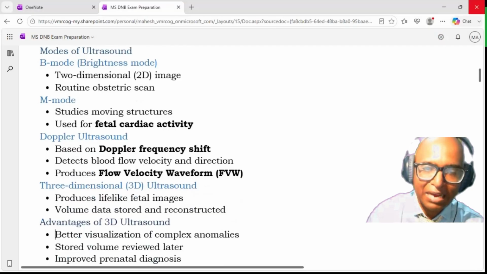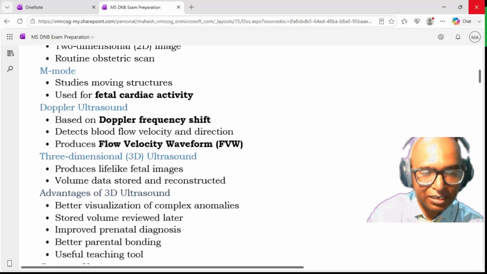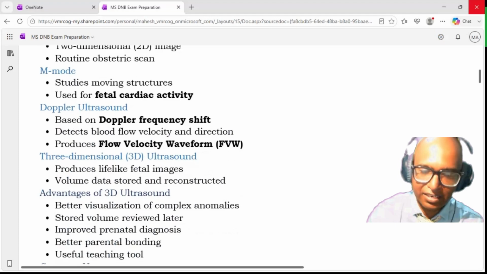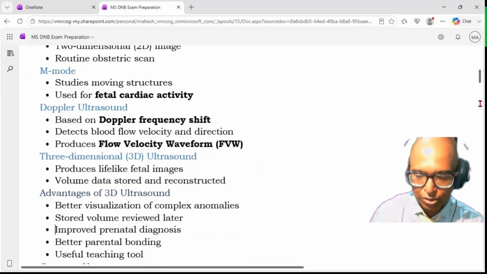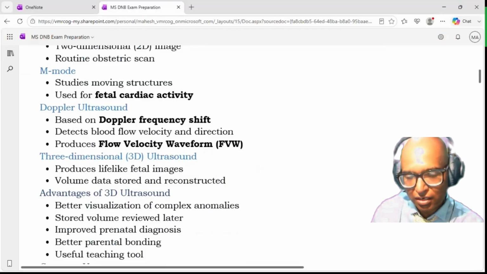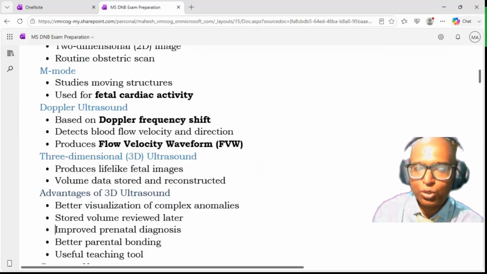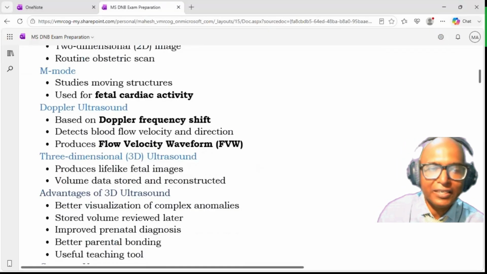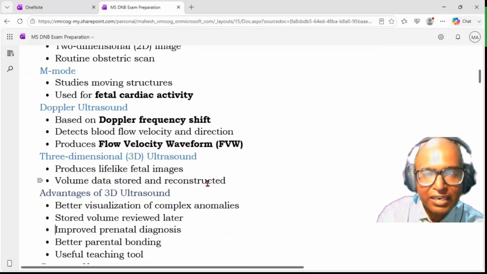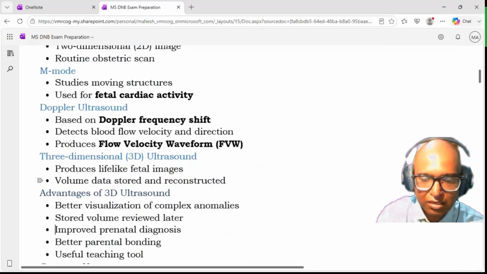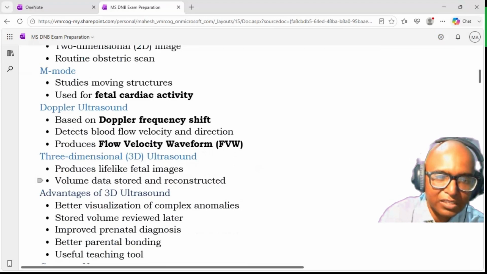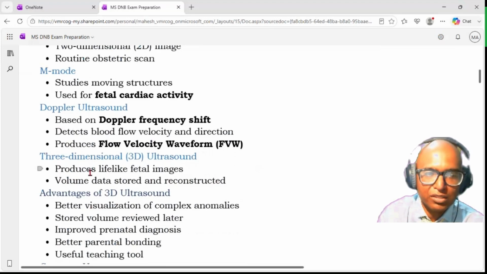Then you have three-dimensional ultrasound, which produces lifelike fetal images, and volume data is stored and reconstructed. This is a very important concept because normally when you do the 2D ultrasound, you scan the patient, take the image, but if you want to see that particular plane again, you will have to call the patient again. But in 3D, there is volume data storage. So the image is stored in that particular 3D format, and you can see it later on without the presence of the patient. You can study it once again in any plane.